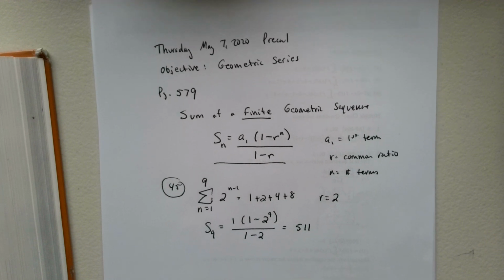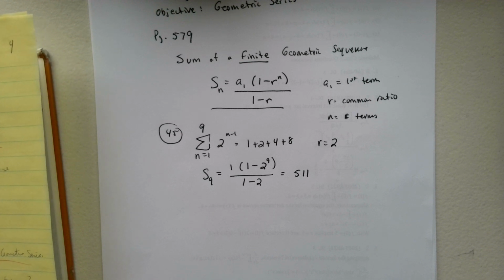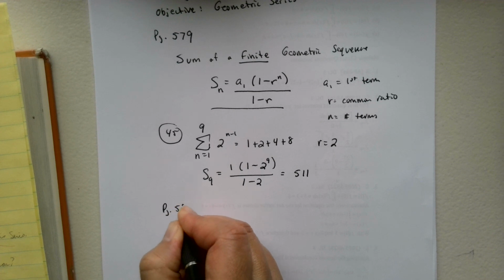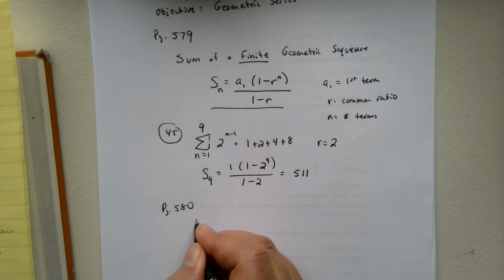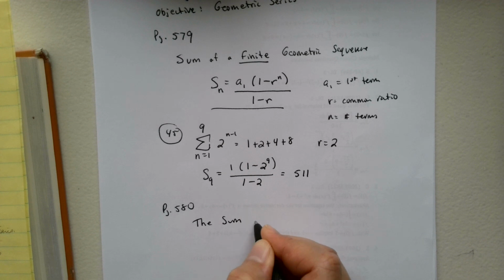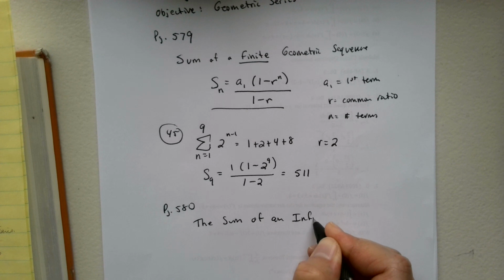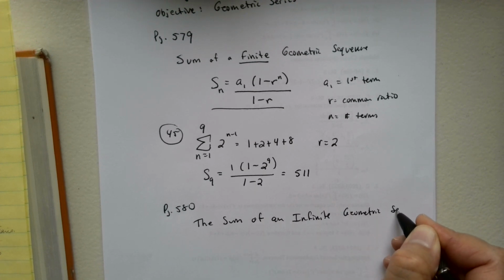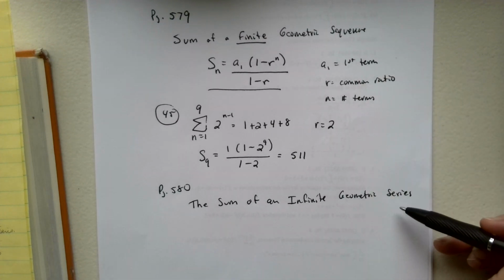You can find the sum of some infinite geometric series, but they have to be a special type. So just flip back for a minute to page 580, and you will see a blue box that says the sum of an infinite geometric series. Now, let's talk about the difference between a sequence and a series.